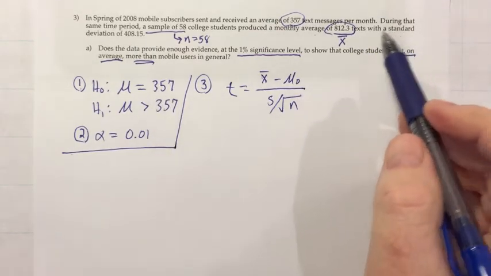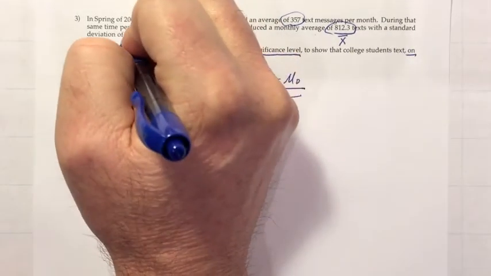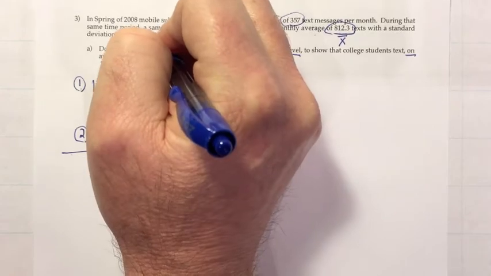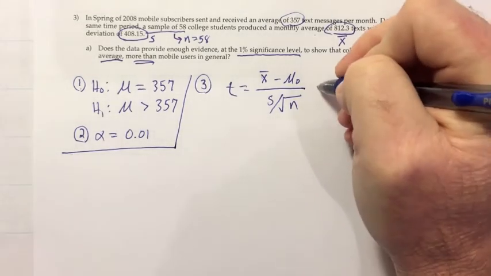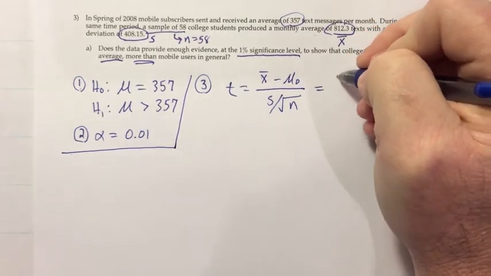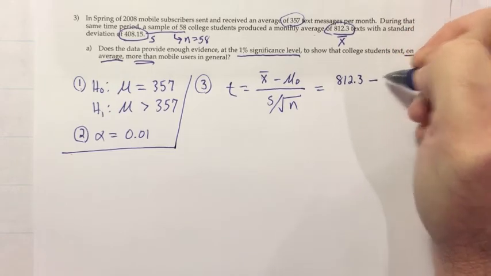S is the sample standard deviation, and this sample produced a standard deviation of 408.15, so that's S. And then the N is right there, 58. So we do have all those pieces, so we can plug them in our sample. 812.3 was the average, minus the claim value of 357.